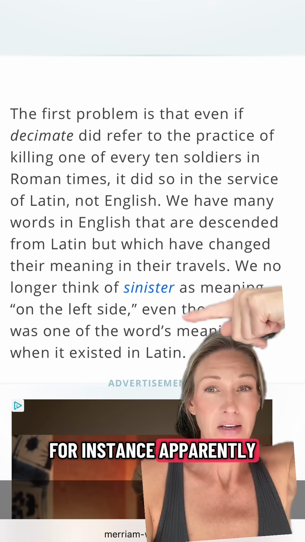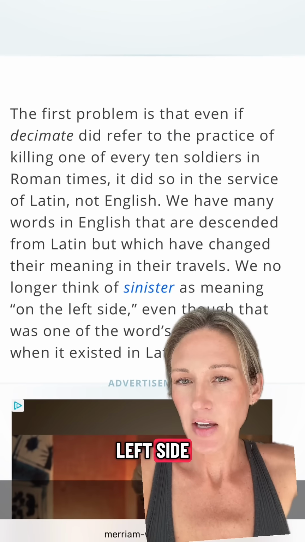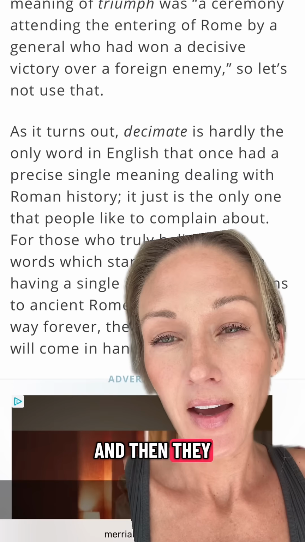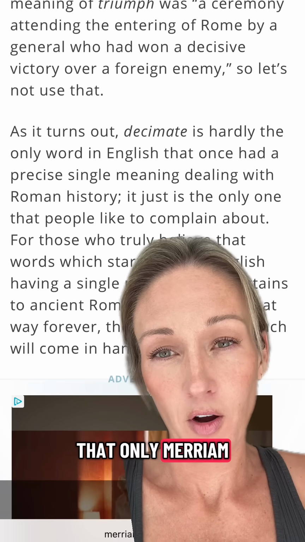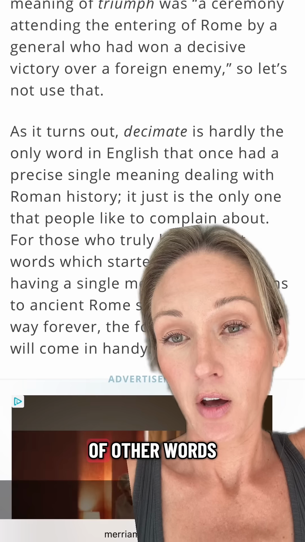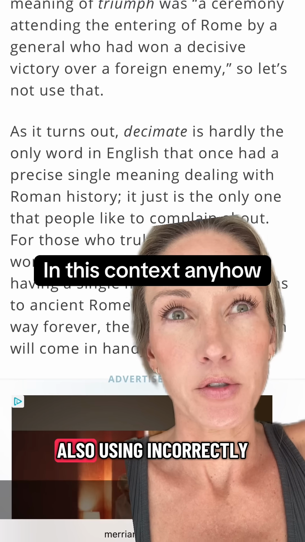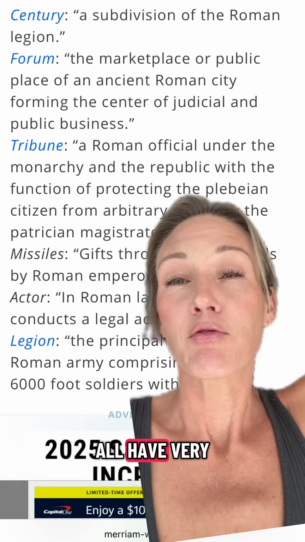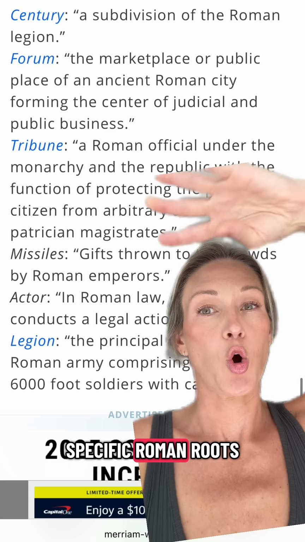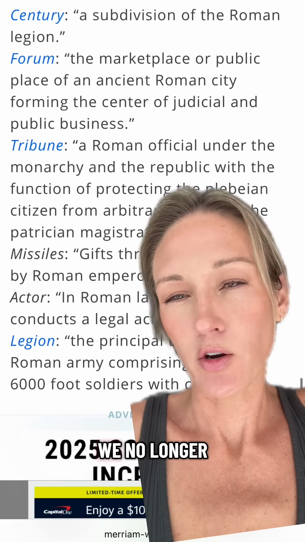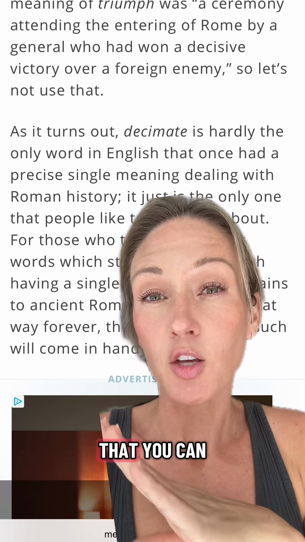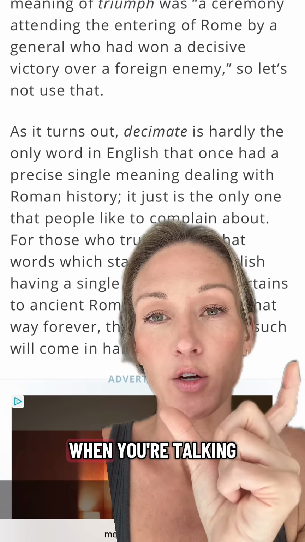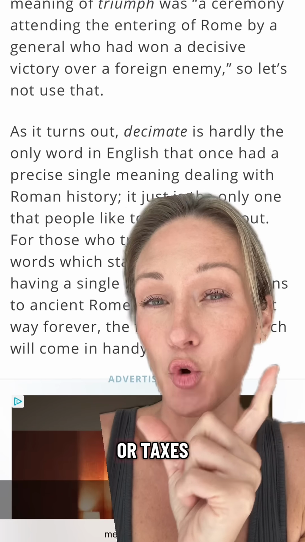For instance, apparently sinister used to mean on the left side, which I've never heard that before in my life, but that's what it meant in Latin. And then they get kind of a sassy bad attitude in a way that only Merriam-Webster can, where they throw out a bunch of other words that people are also using incorrectly. Like century, forum, tribune, and legion all have very specific Roman roots and meanings that we no longer use anymore. They're essentially saying that you can only use decimate in that context when you're talking about Roman soldiers or taxes.